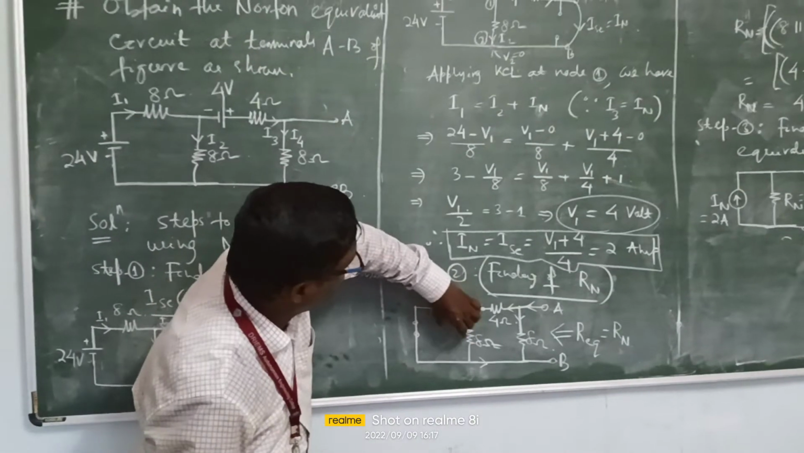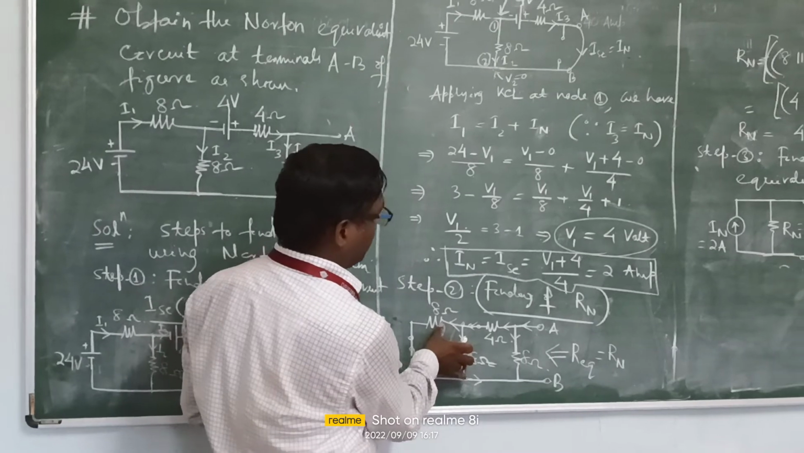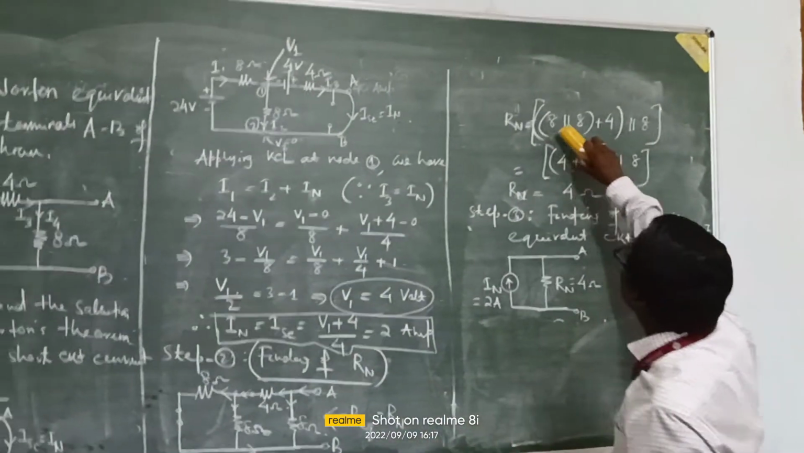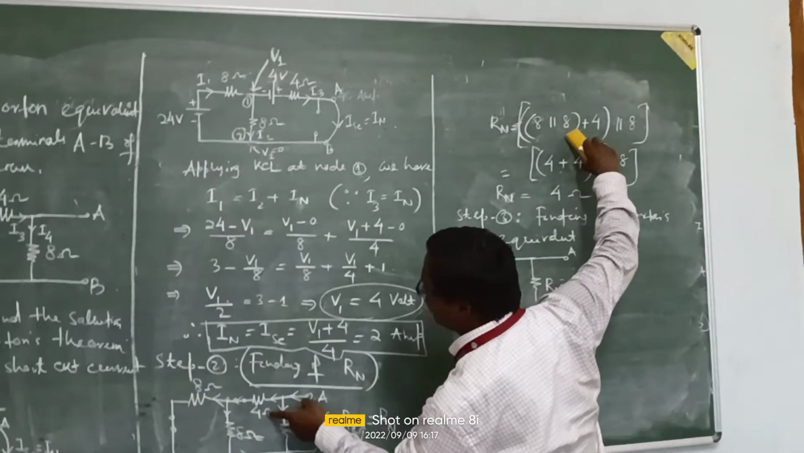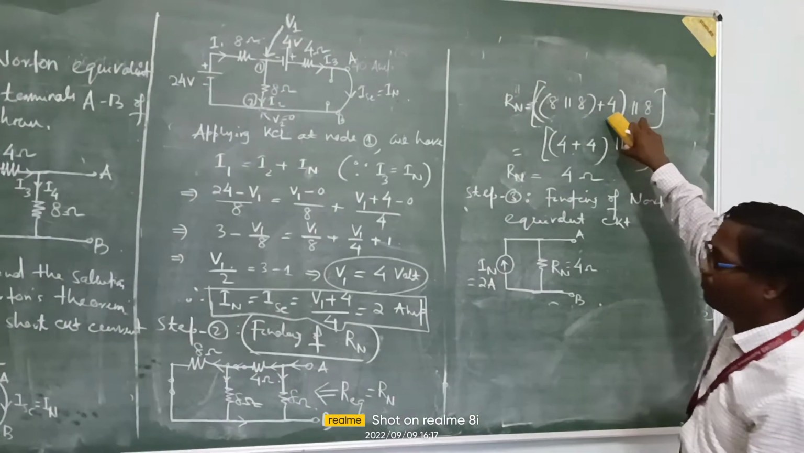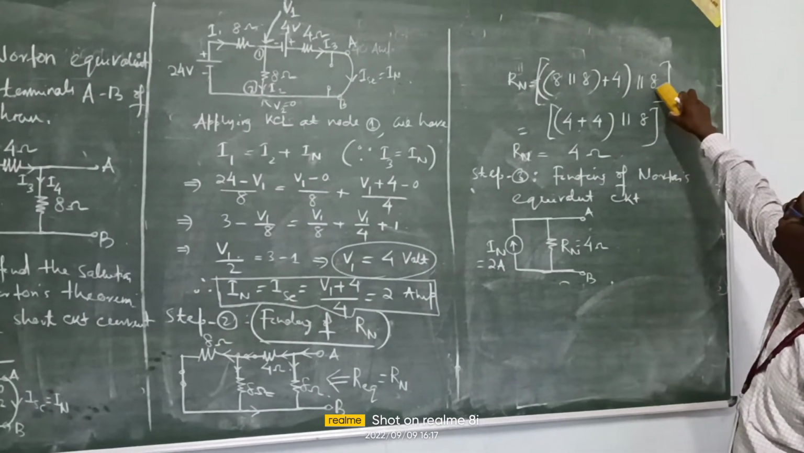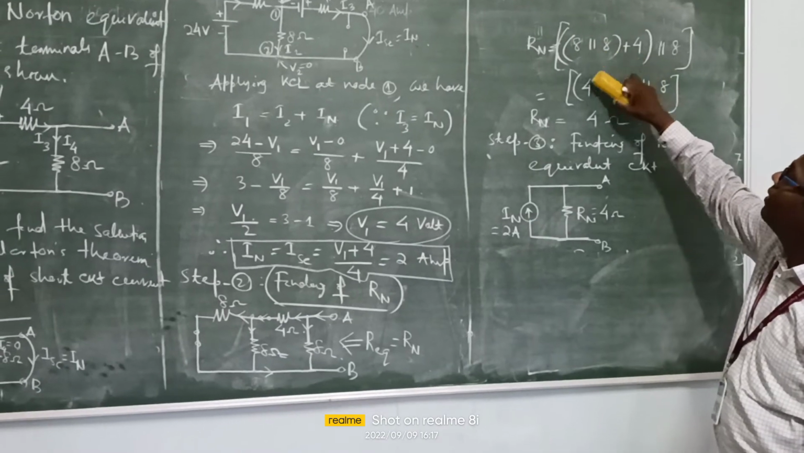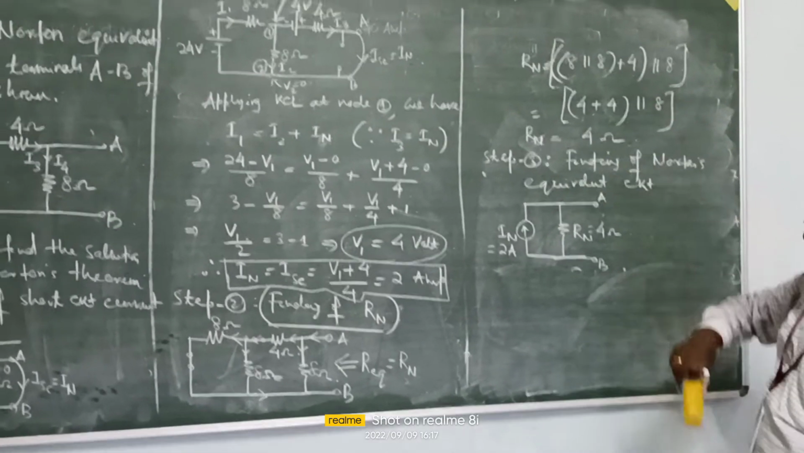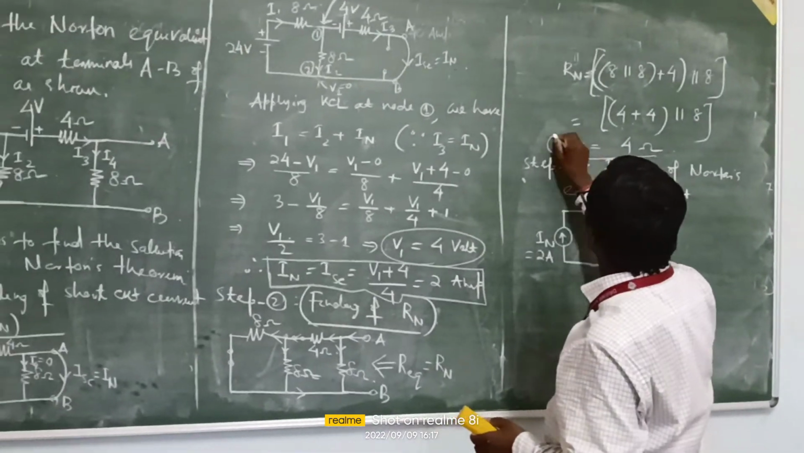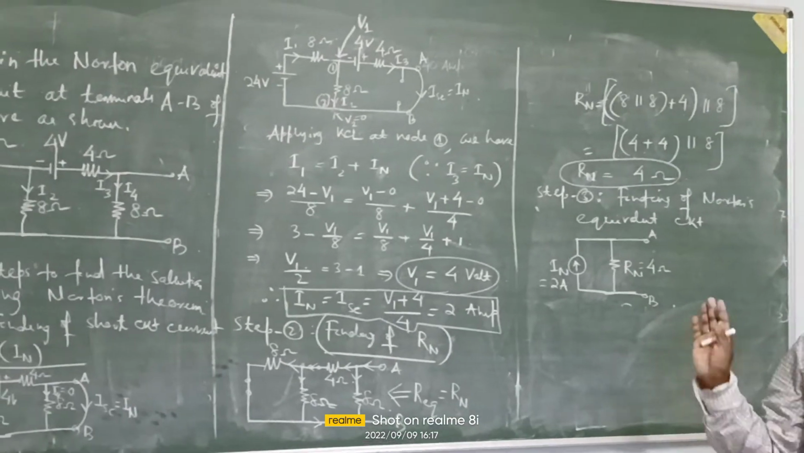So these two are connected in parallel. So we have 8 ohm parallel to 8 ohm, and that parallel combination is in series with 4, so plus 4. And that combination is again in series with 8 ohm. So 8 parallel to 8 is 4, then 4 plus 4 is 8, and 8 parallel to 8 is again 4. So this is your Norton's resistance. We got the Norton current and Norton's resistance.